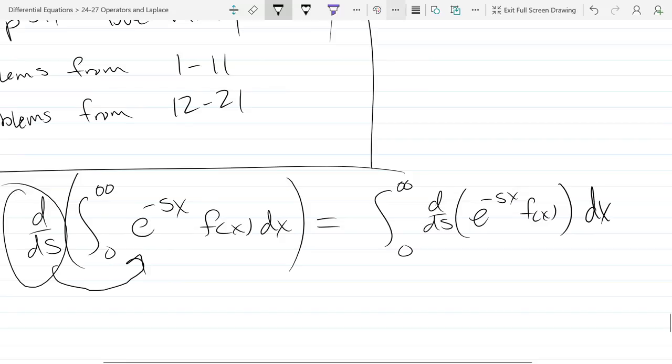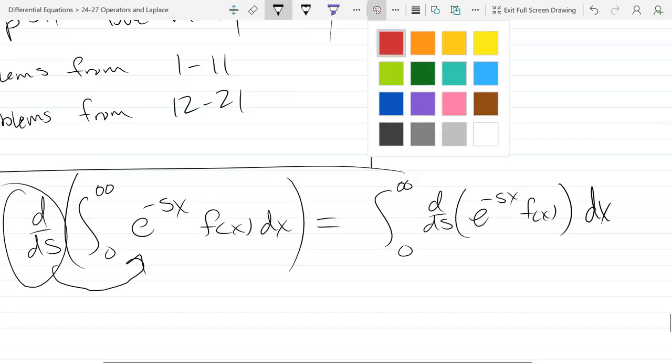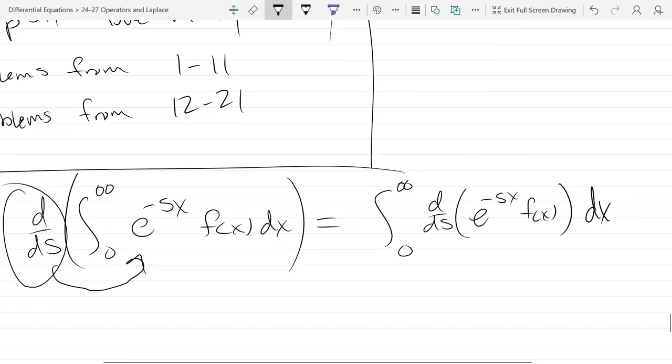And if I did extra parentheses, that's the order of operations. We're going inside the green parentheses. All right, what is the derivative of e to the negative sx times f of x? Is it going to need implicit differentiation? No, it's easier than it looks. s is the variable. x is not the variable as far as this derivative. That's a different story when you move to the antiderivative.